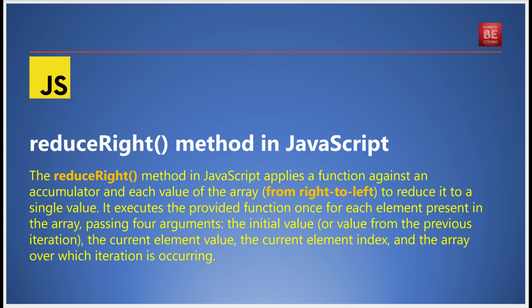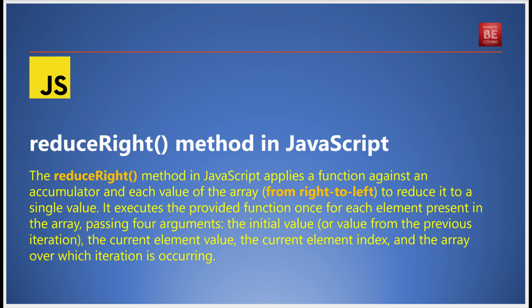The method executes the provided function once for each element present in the array. It passes 4 arguments: the initial value or value from the previous iteration, the current element value, the current element index, and the array over which iteration is occurring.